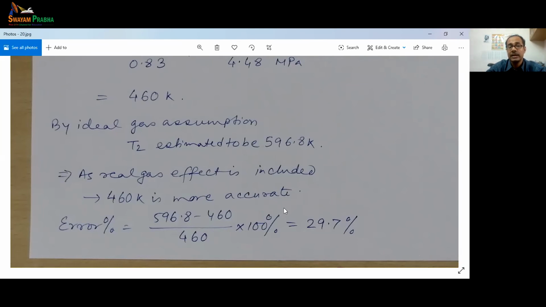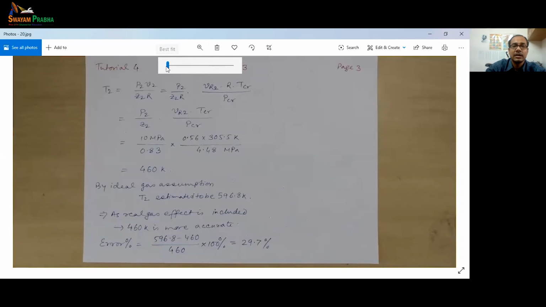But mind that ethane at this particular temperature and pressure is much closer to ideal gas behavior. It's only 30% error. But for the water vapor in the last problem, what we have seen was close to 70% error, which is absolutely unacceptable. Okay, so enough of the compressibility chart, real gas behavior, ideal gas assumption.